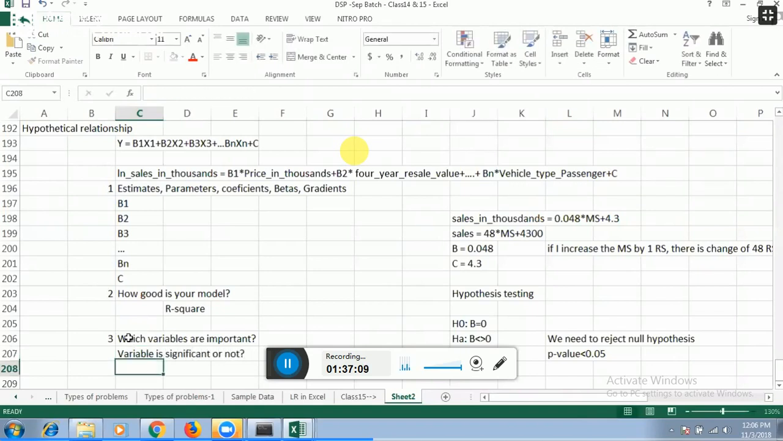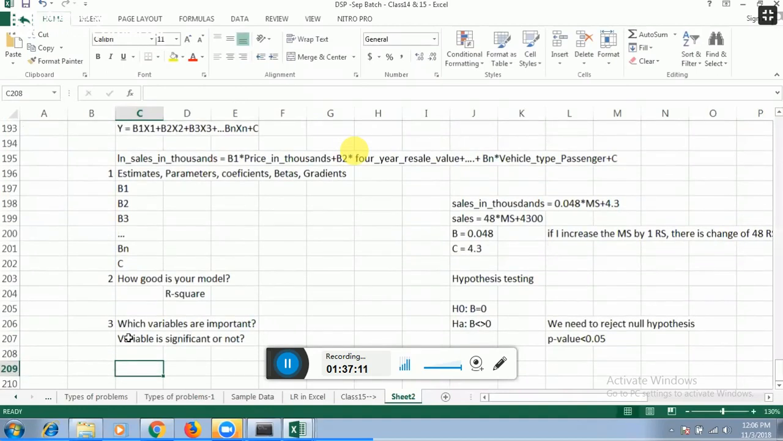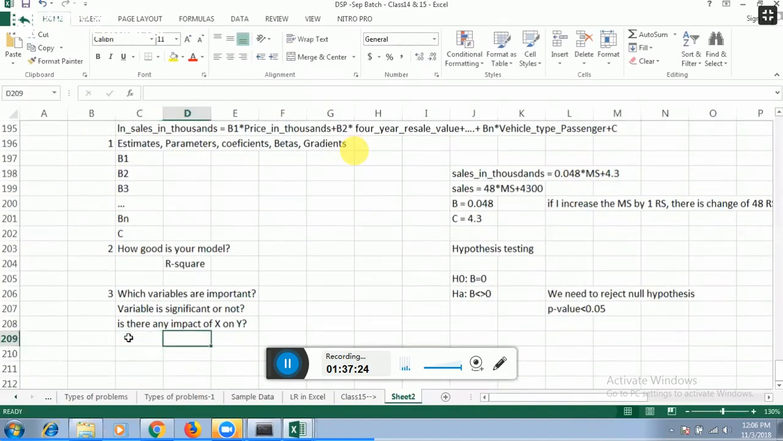When it's significant or not, what does that mean? Is there any impact of x on y? So that is nothing but what? Indirectly, we need to look at whether beta is close to 0 or beta is different from 0. That's what we need to check. So that is the hypothesis testing which we are going to do.